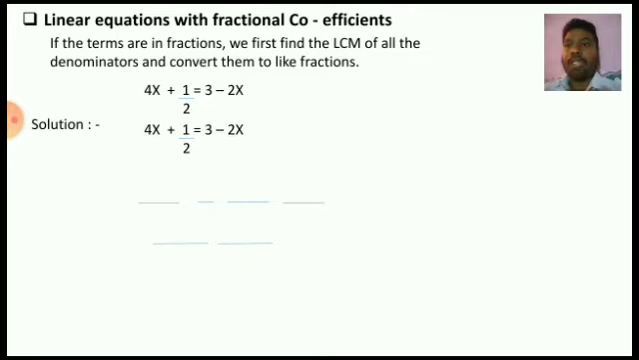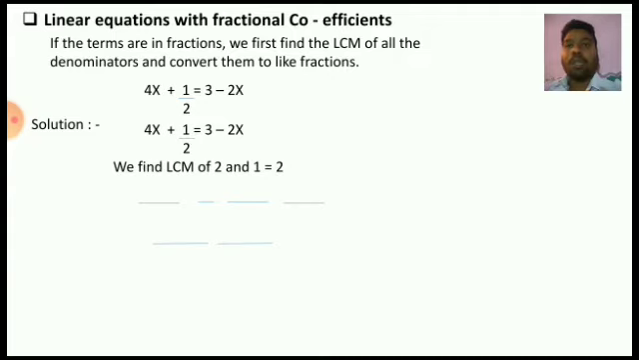The given example is 4x plus 1 divided by 2 is equal to 3 minus 2x. For solving this example, we have to find the LCM. We know how to find the LCM. So the LCM of 2 and 1 is how many? 2. So the LCM is 2. In the given example, 4x has denominator 1, 3 has denominator 1, and 2x has denominator 1.